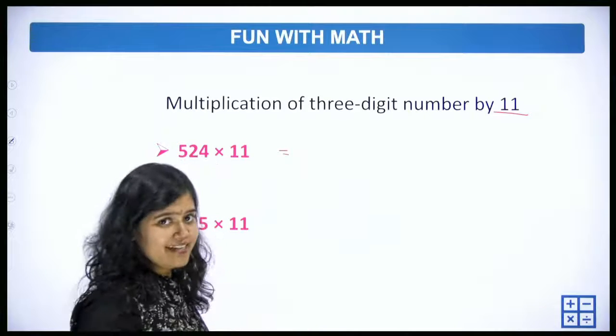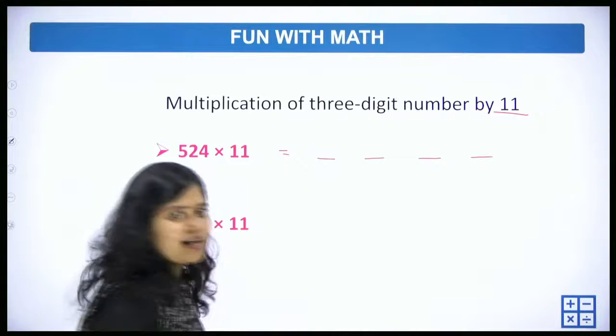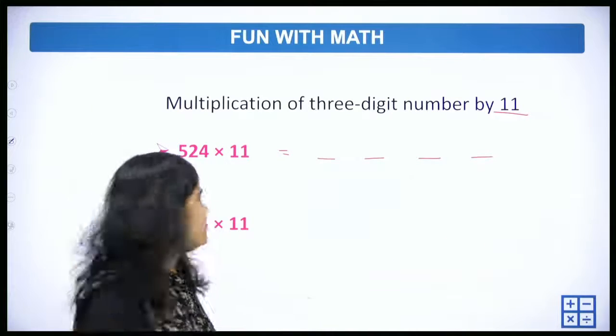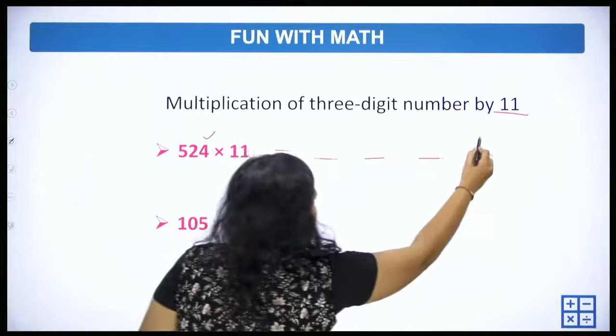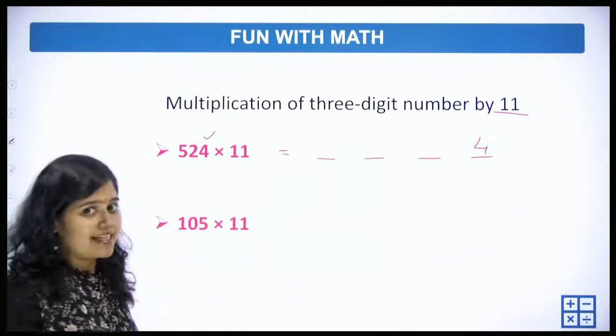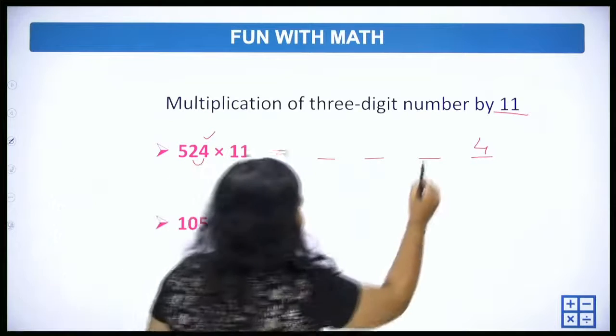How many digits will we get? 4 digits. So 1, 2, 3, 4. And what is the ones place going to be? The ones place of the number, that is 4. So 4. And what is the tens place going to be? Sum of the digits, 2 and 4, 6.